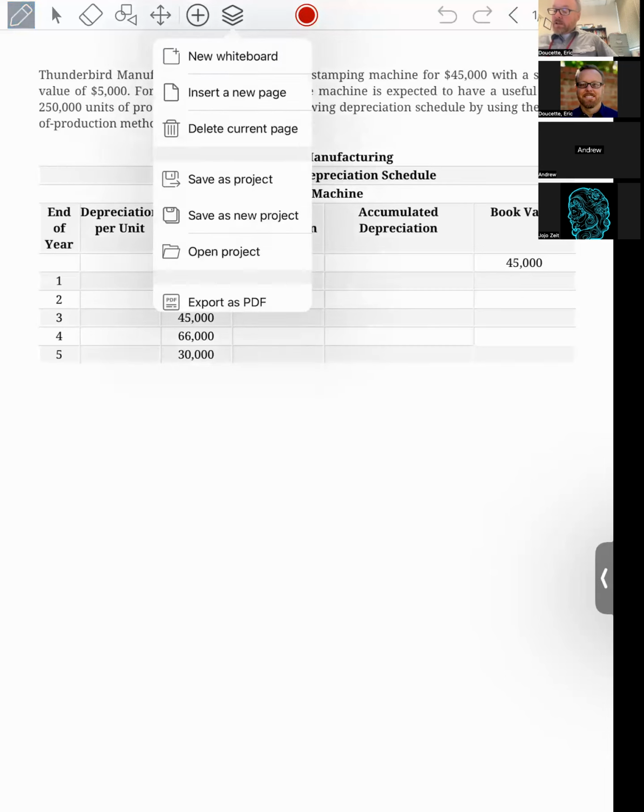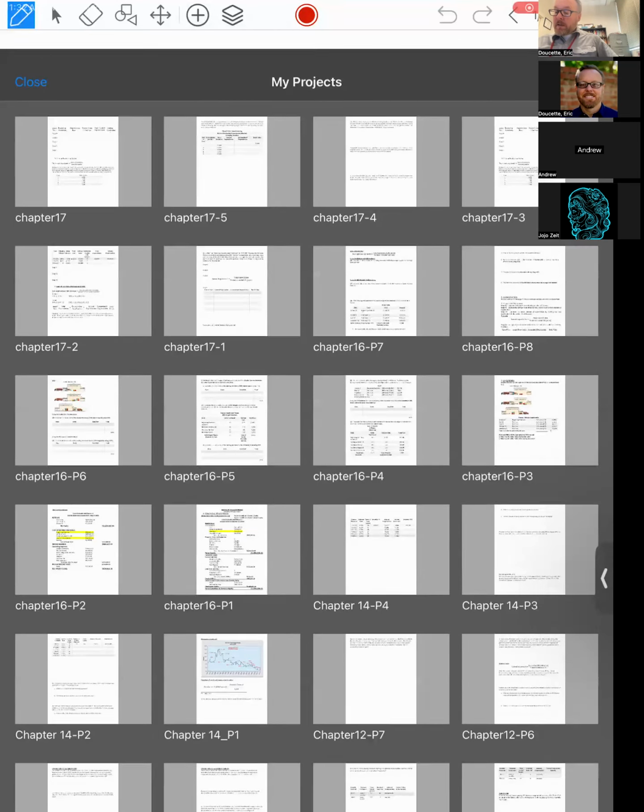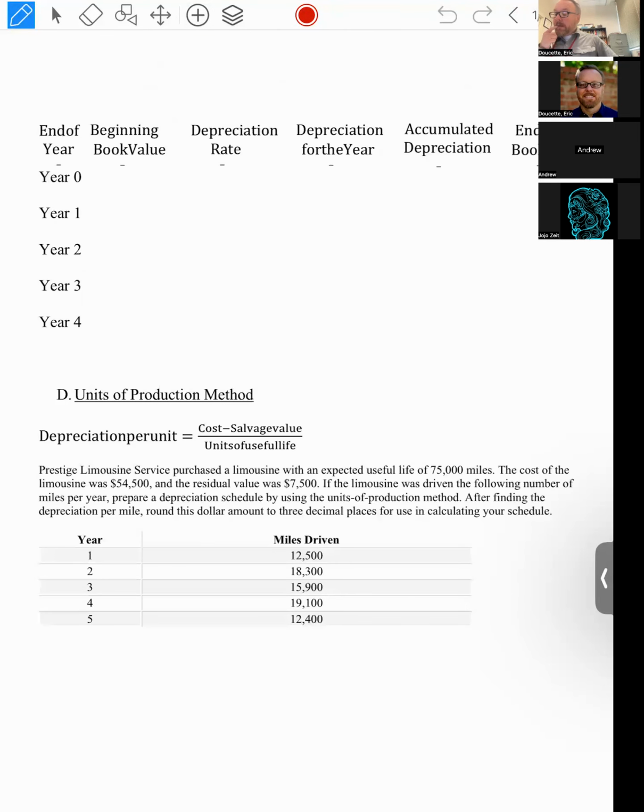That's units of production. Maybe I missed one. Let's try it again here. Okay, here we go. This is it. So this is the straight line depreciation. We said it was 0.375, right?